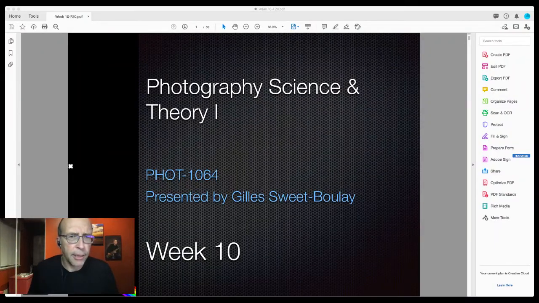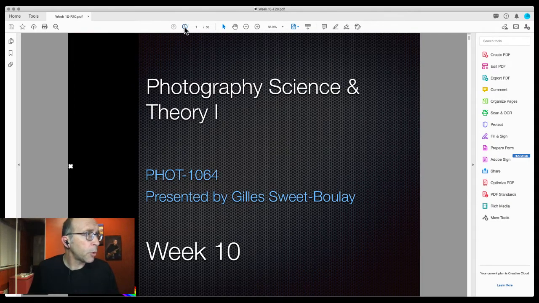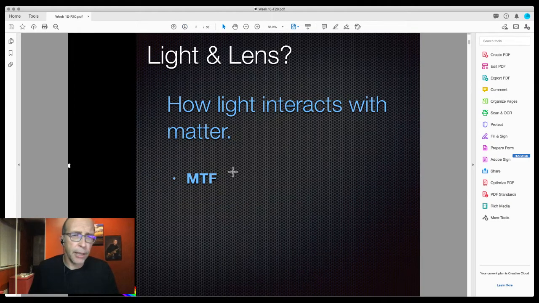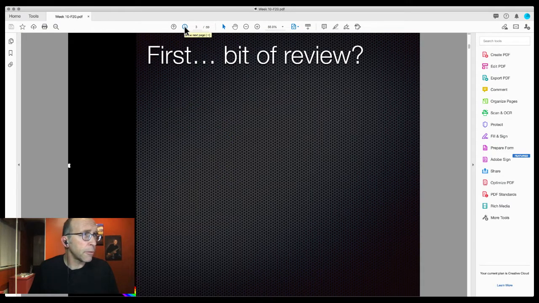This week we are talking about MTF. There we are, we're on week 10. Good to know. But what are we talking about? We're talking about MTF, and MTF stands for Modular Transfer Function. We'll look at that again in a couple more slides. But before we dive into that, we'll just do a little bit of review.